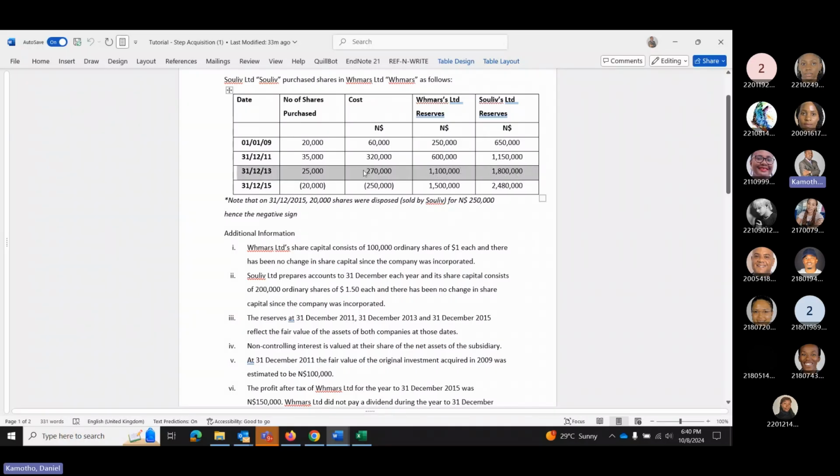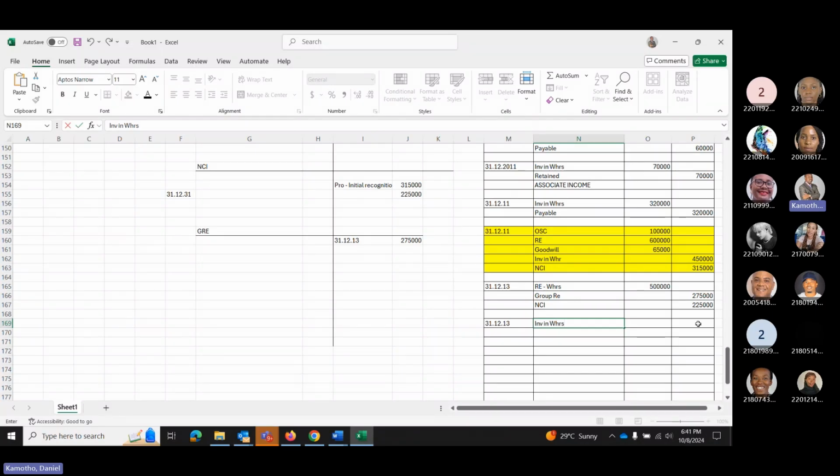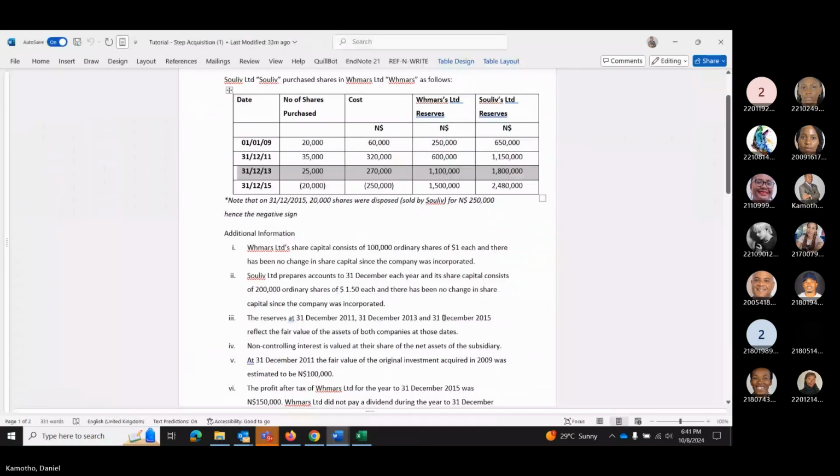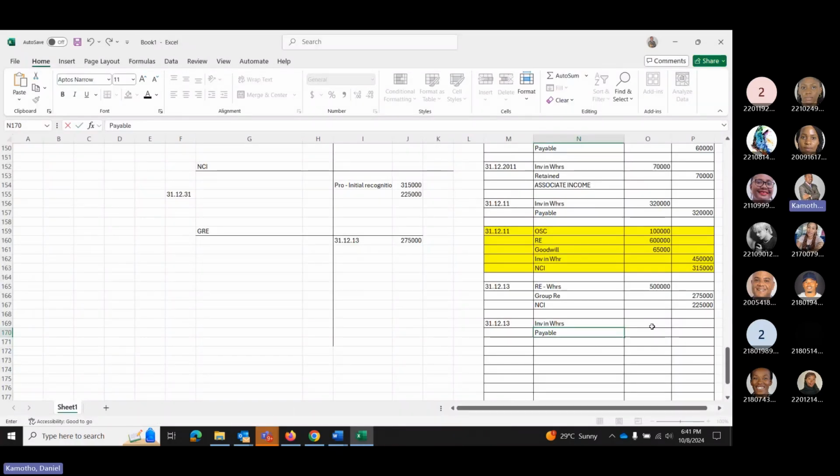To acquire this amount, of course, they will record on 31st of December an investment, of that amount they paid, and probably it will be a payable as usual. I'll put it as a payable, and the amount they paid is 270,000. So they are going to record 270,000.